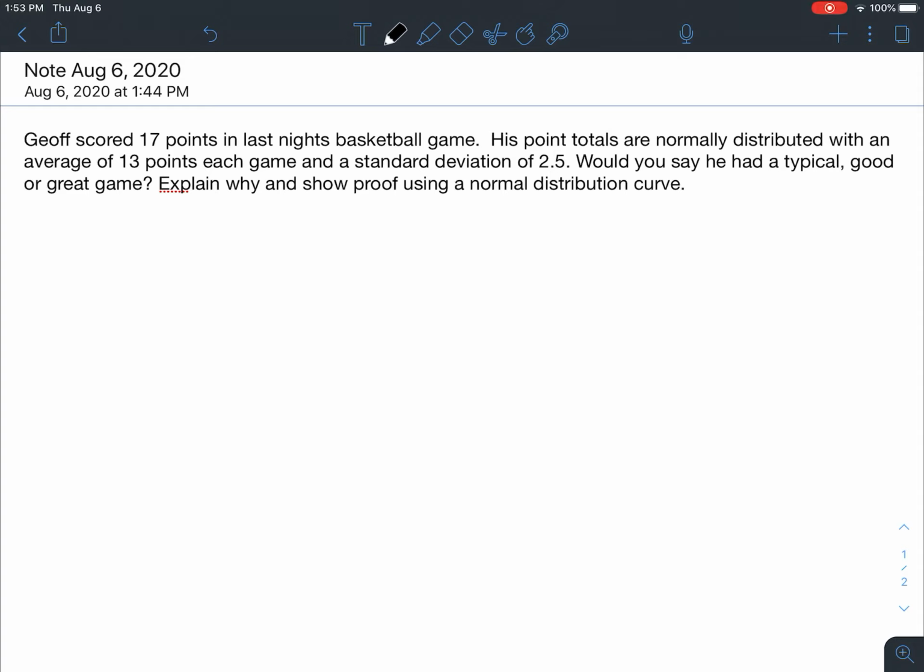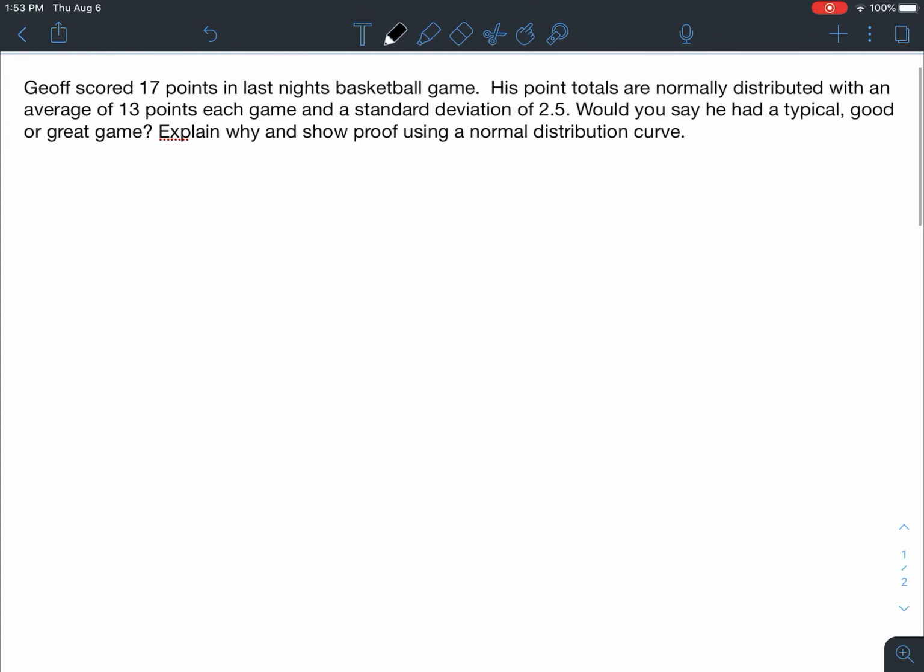So, for instance, in this problem, it says Jeff scored 17 points in last night's basketball game. His point totals are normally distributed with an average of 13 points each game and a standard deviation of 2.5. Would you say he had a typical, a good, or a great game? Explain why and show proof using a normal distribution curve. So first off, we know his point totals are normally distributed. So let's just start by making our curve here.